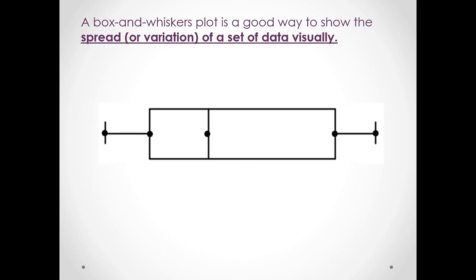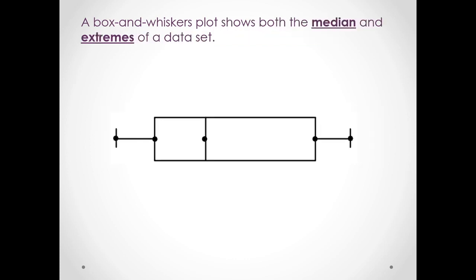So a box and whisker plot is a way of showing a group of data visually and showing the spread and the variation of the data. One way that we see this a lot is test results. You can graph the test results of a class and see how everybody falls on the spread or on the spectrum. A box and whisker plot will show you the median and the extremes of a data set.